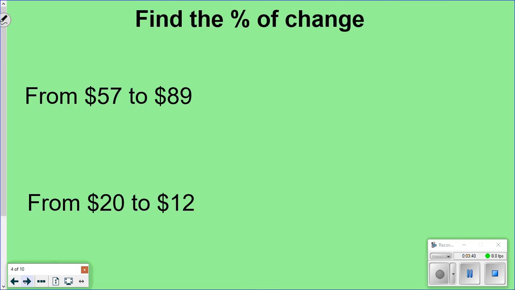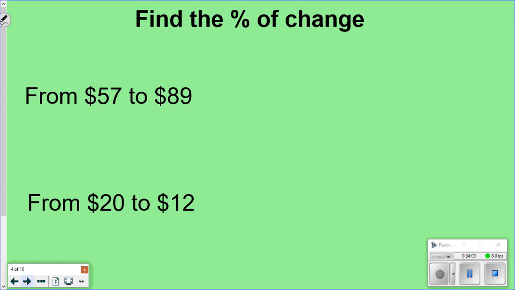So this is how your problems are going to look today. Now, there's a few more things that are involved here, okay? It's going to ask you increase or decrease, and then it's going to ask you to find the percent of change. In all my examples, I put money because to me, it makes more sense to figure it out in the aspect of money, of what's happening when you go shopping.